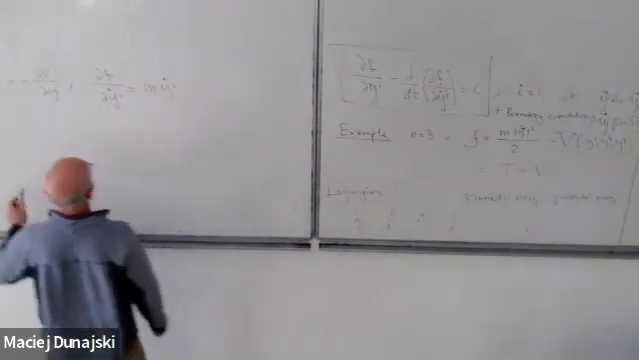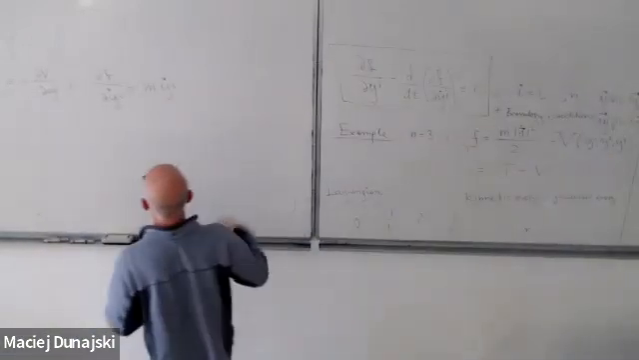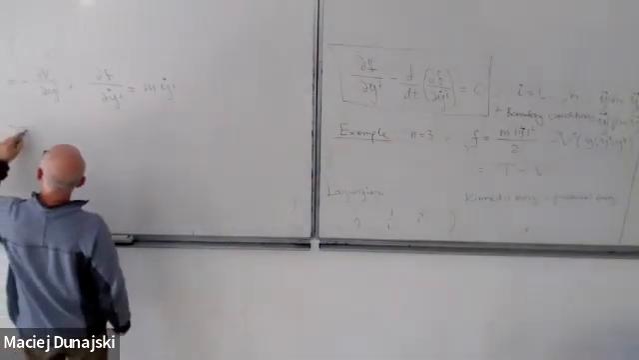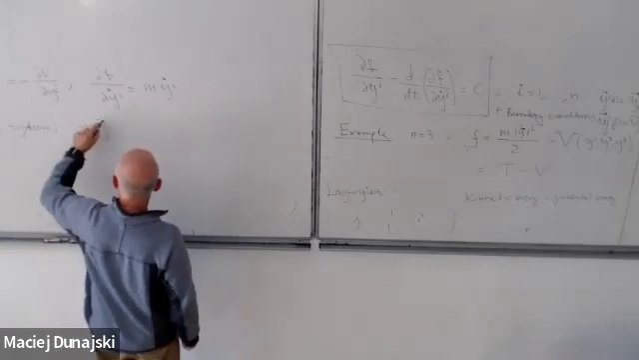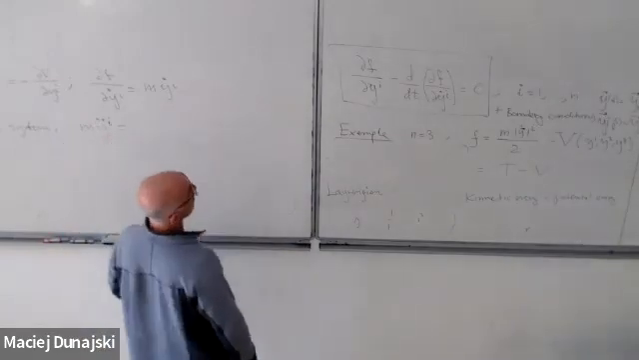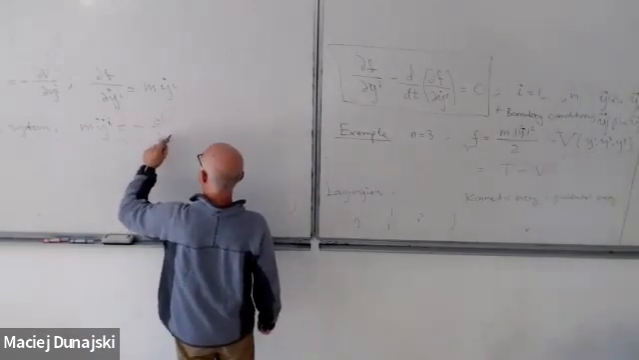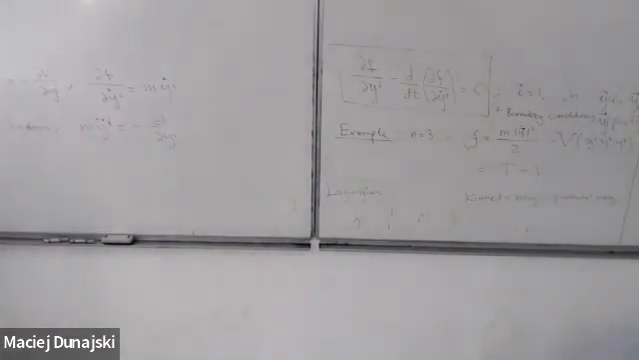So in our system, I need to differentiate this again with respect to t and move it to the right hand side. Our Euler-Lagrange system becomes m y_i double prime equals minus dV by dy_i. But this we recognize as nothing but Newton's equations for a particle moving in the potential V.